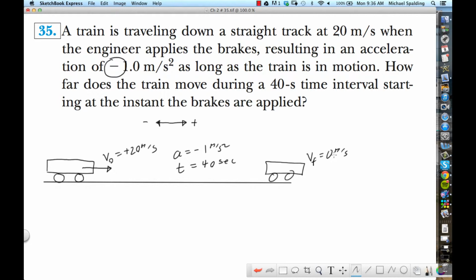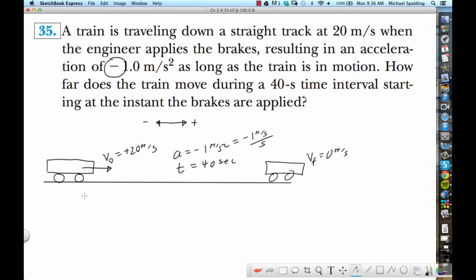If you understand acceleration, what does negative 1 meter per second squared mean? It means 1 meter per second every second. What's the starting velocity of the train? 20. So how long is it going to take the train to be stopped? 20 seconds. And let me show you what I just said with an equation.